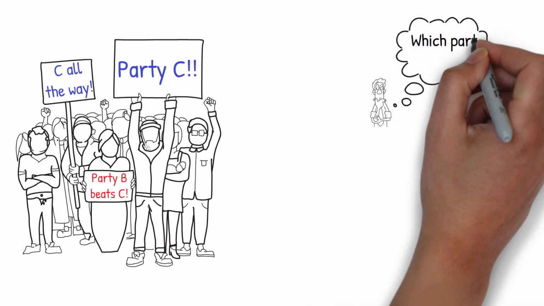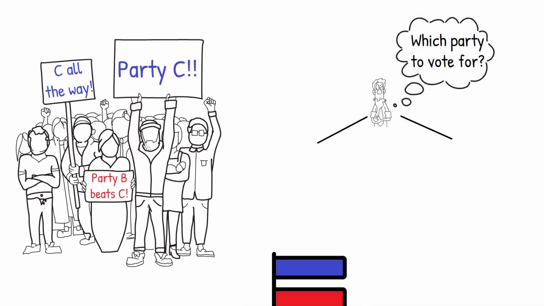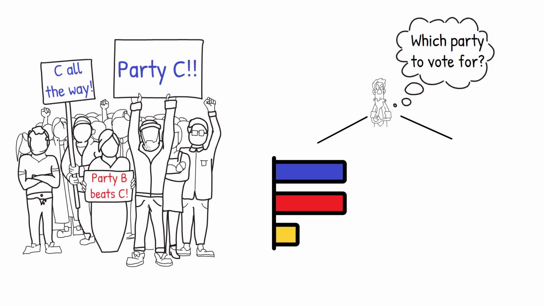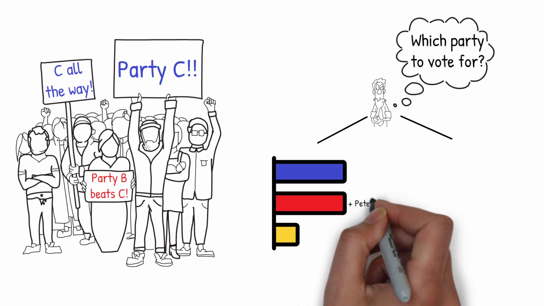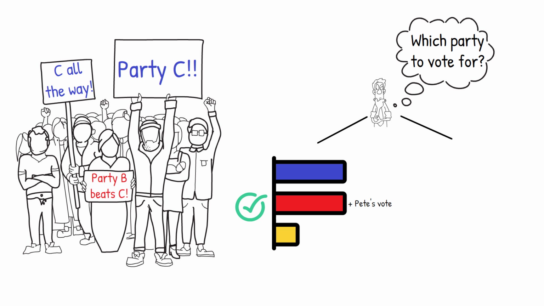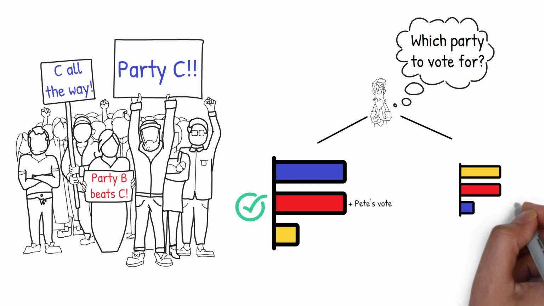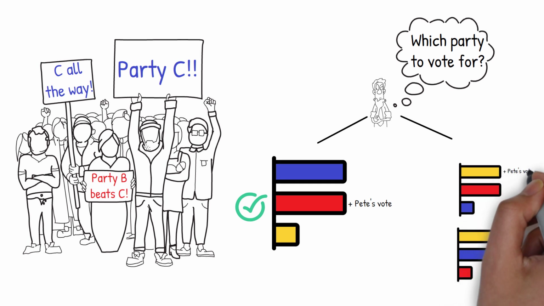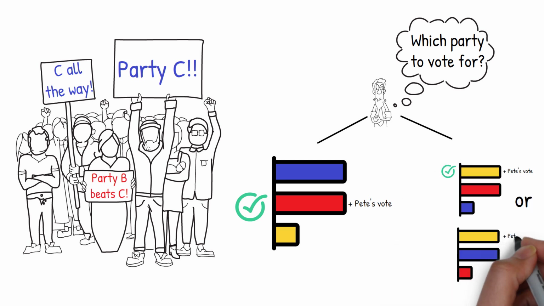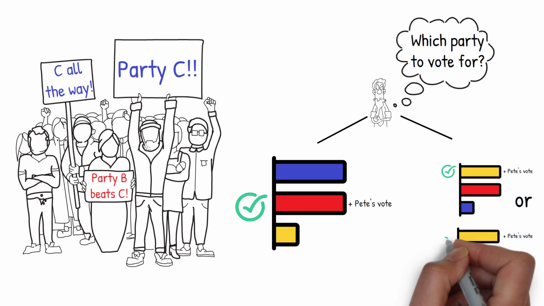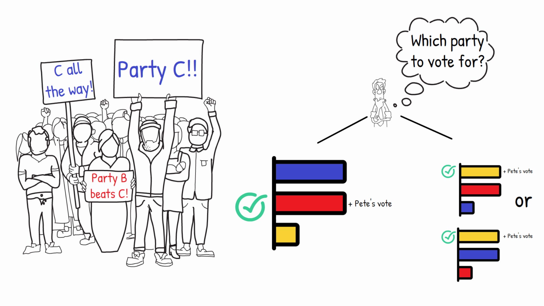Being the rational voter that he is, Pete knows that if, without his vote, in his voting district, parties B and C got the same number of votes, and both got more votes than Party A, he should vote strategically and give his vote to B so that the party he hates the most doesn't win his district. But if Party A got the most votes in the election while tying another party, then he should vote for Party A so that the party he likes the most wins.